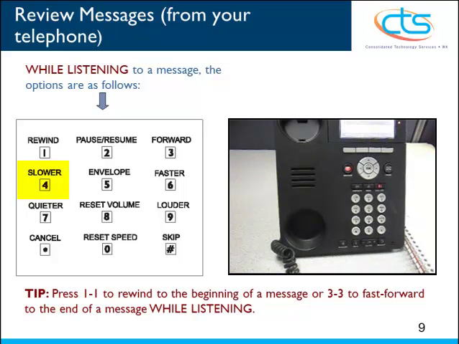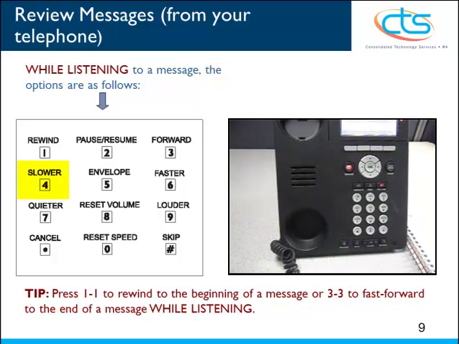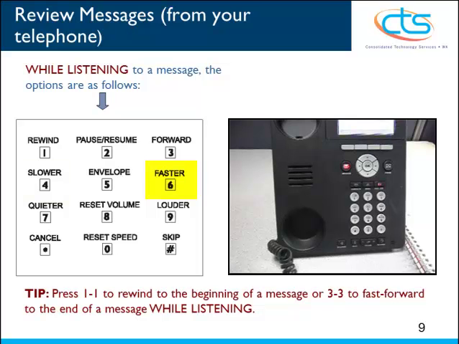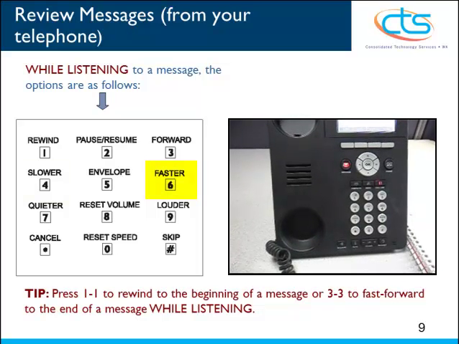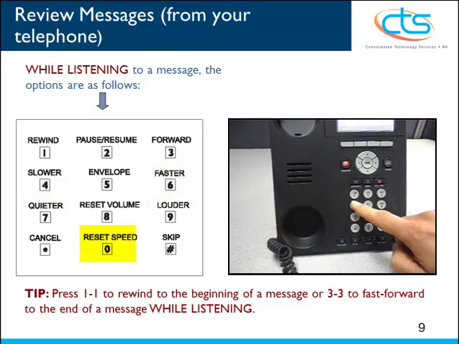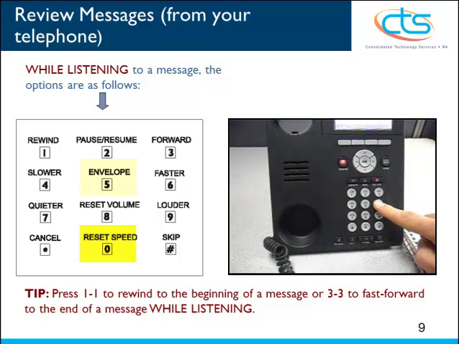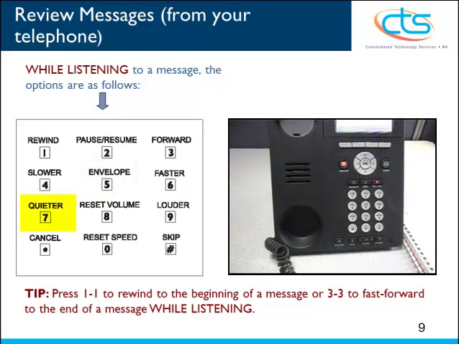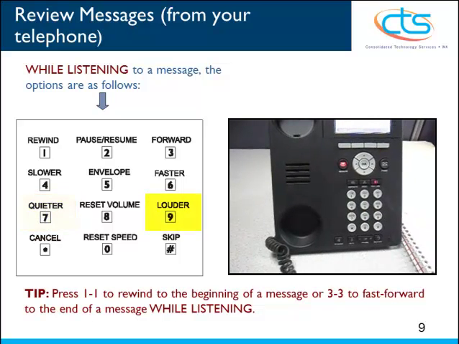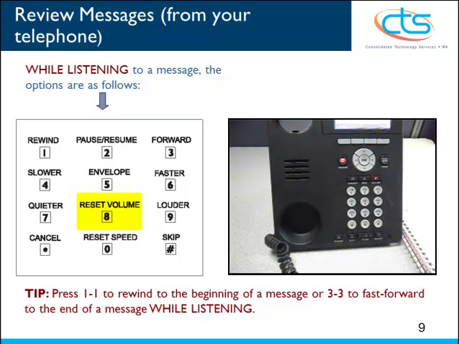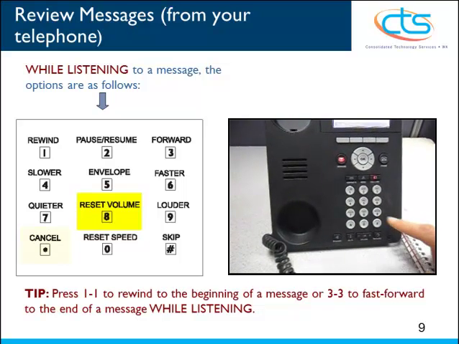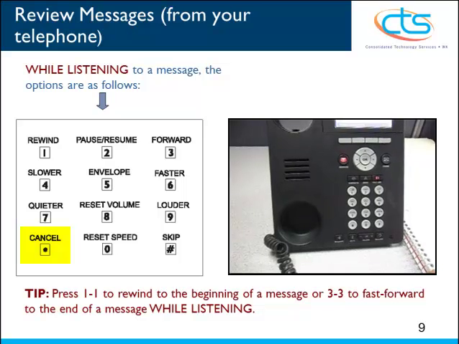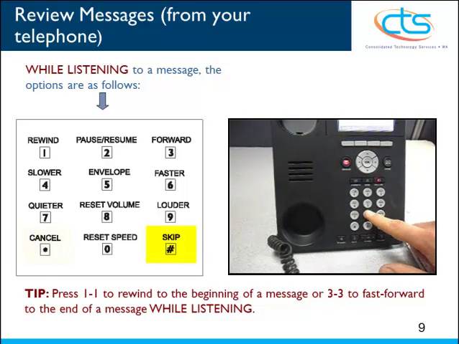4 reduces your playback speed. 6 speeds up your playback speed. 0 resets the playback speed to default. 5 will give you your envelope or your date and timestamp information. 7 reduces the playback volume. 9 increases the playback volume. And 8 resets the playback volume to default. The star key cancels what you've done, and the pound key will skip you to the next message.